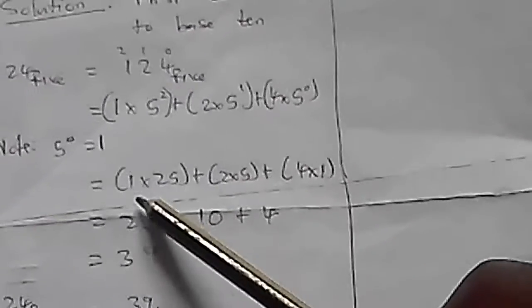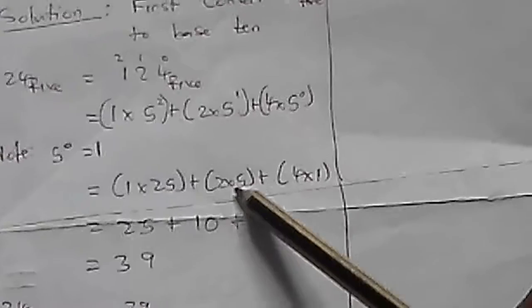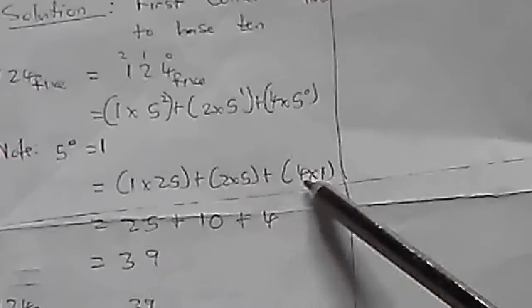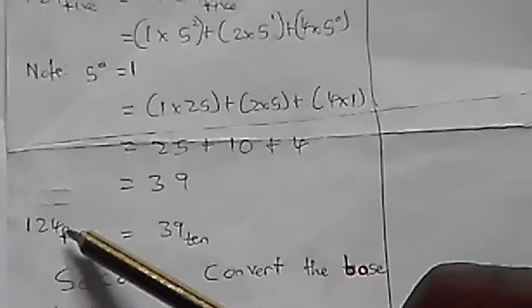Then now you had 1 times 25 is 25. Then plus 2 times 5 is 10. Yeah, plus, you put it down here. Then 4 times 1 is 4. Then all together, that'll give you 39. Now, our 124 base 5 is equal to 39 base 10. So that's our first step.